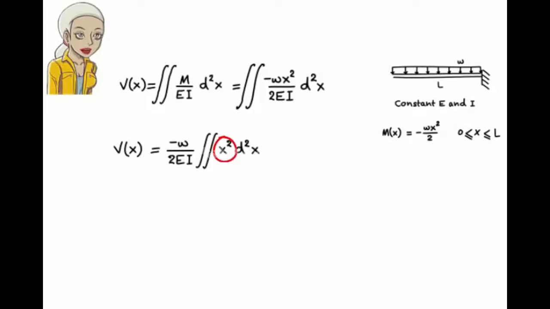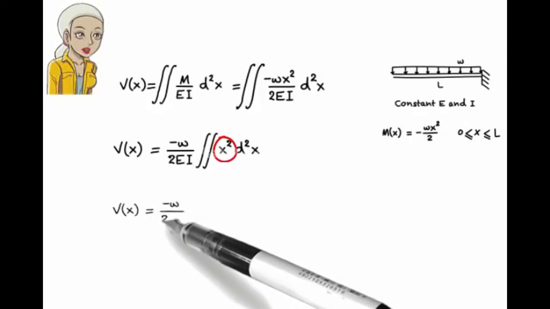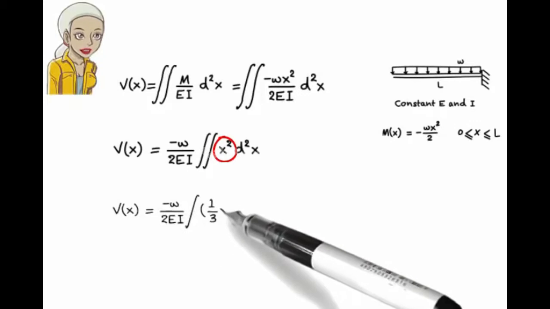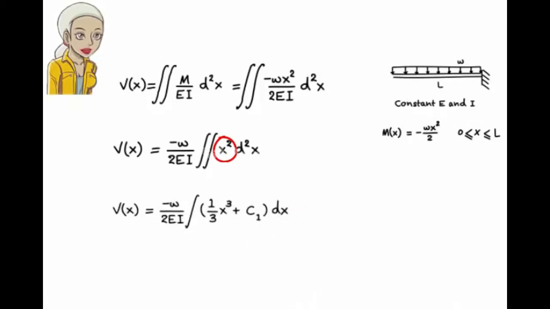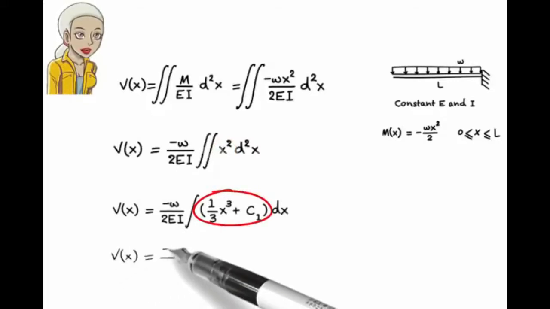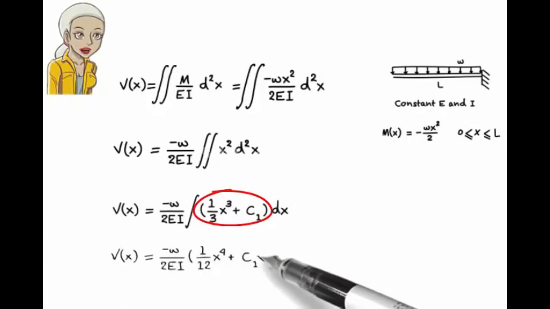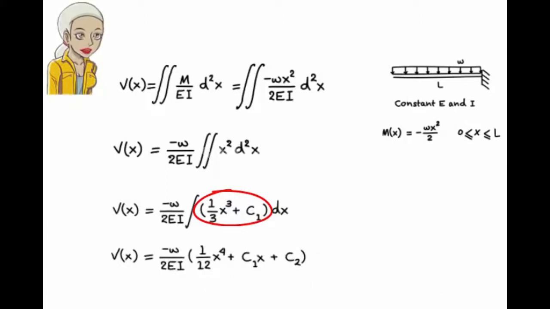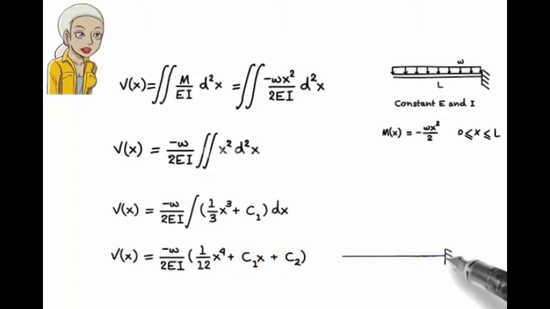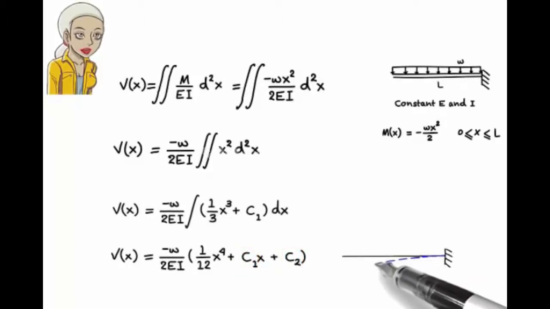Integrating x squared once, I get v(x) equals negative w over 2EI times the integral of 1/3 x cubed plus C1. Integrating the expression one more time, I get v(x) equals negative w over 2EI times 1/12 x to the power 4 plus C1 x plus C2. Note that C1 and C2 are the integration constants to be determined using the boundary conditions. Since there are 2 integration constants, we need 2 boundary conditions.